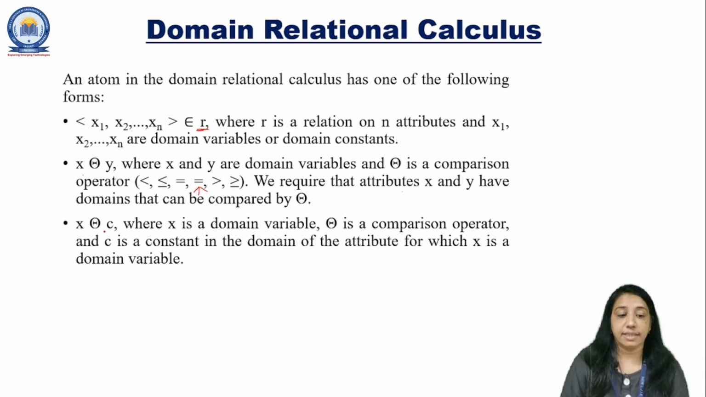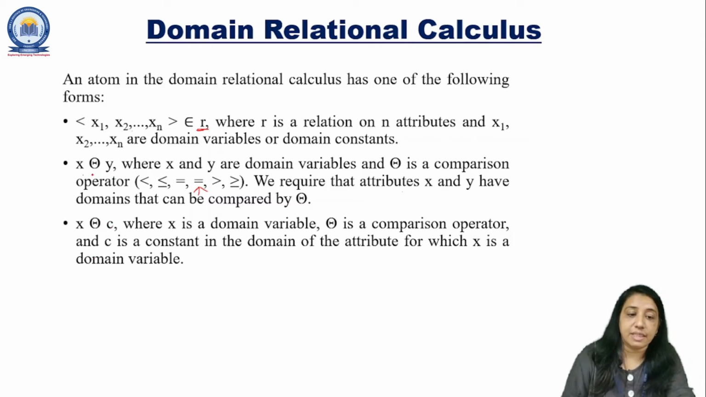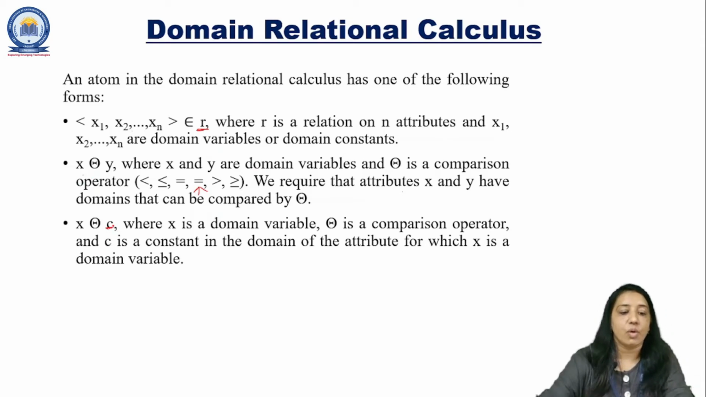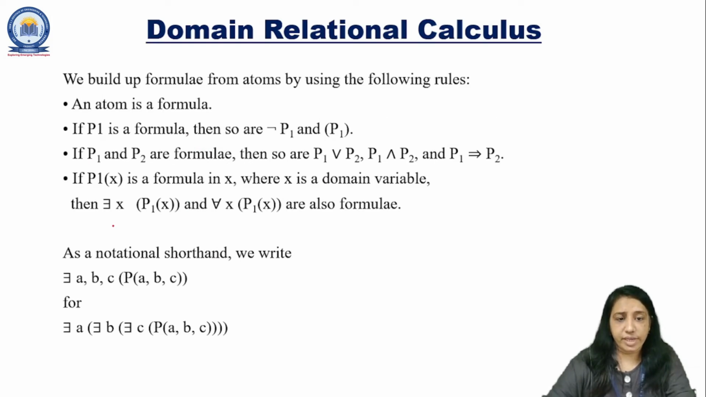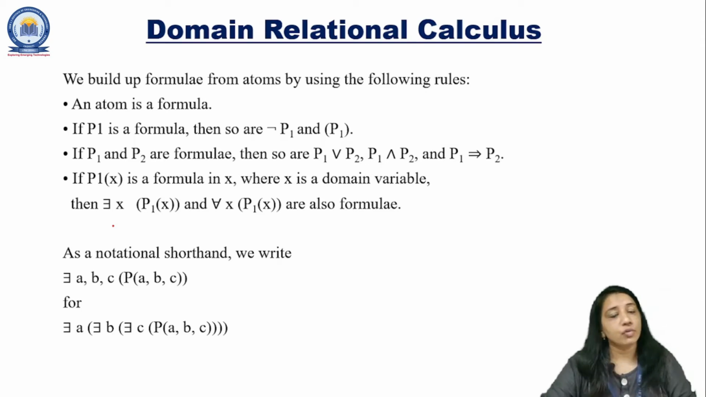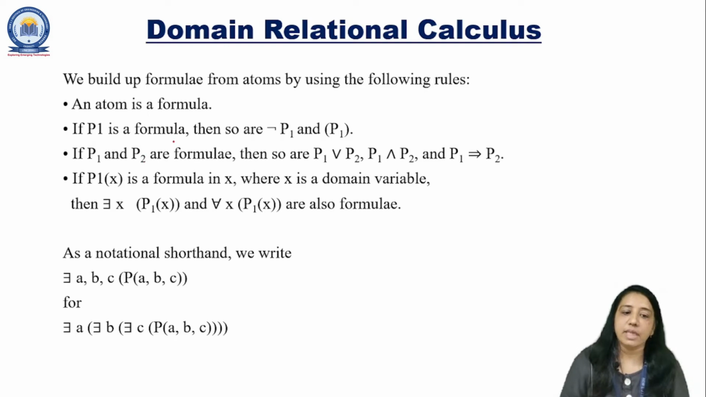Now x theta c. That means x is a domain variable, theta is a comparison operator and c is some constant. In the previous case x and y were domain variables, in the third case c is any constant. Now we need to build up a formula using the domain relational calculus. For that some rules are there. So what are those rules?